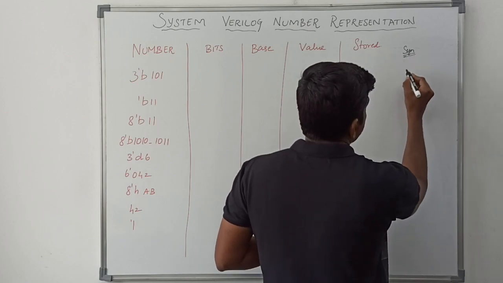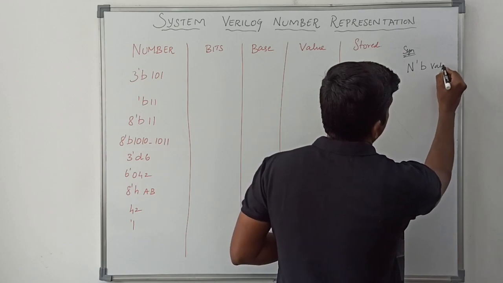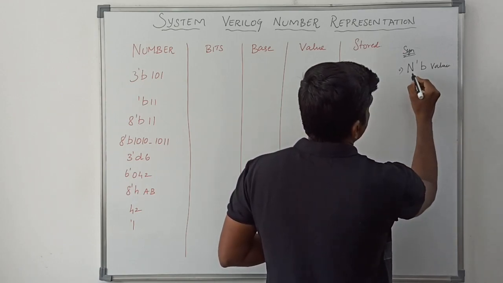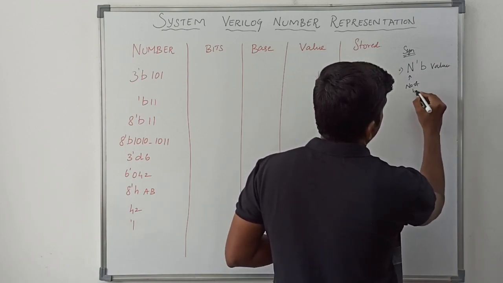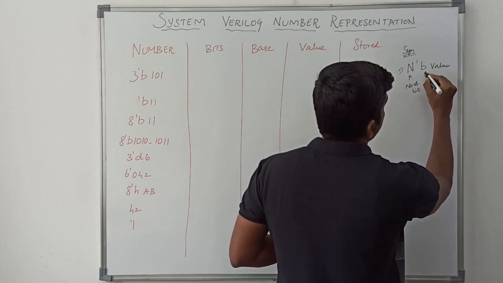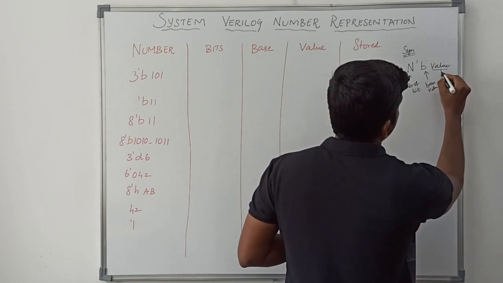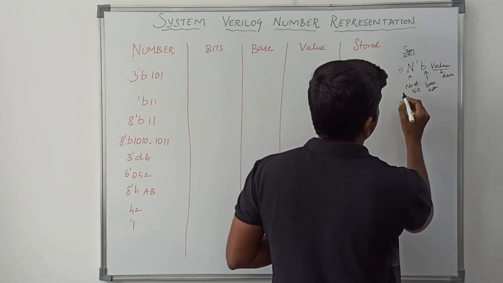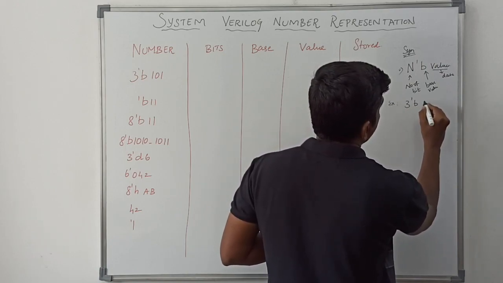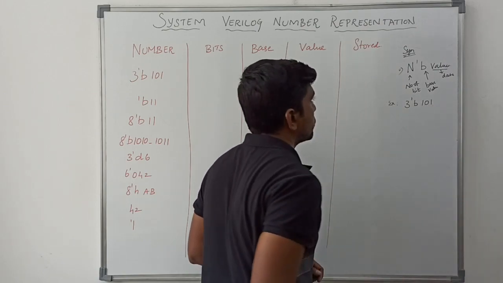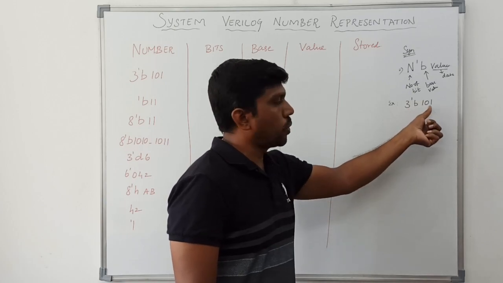So first I write the syntax: N tick B value. Here N represents the number of bits, B represents the base value, and value is the data. For example, 3 tick B 101. I rewrite the syntax like this: 3 tick B 101.